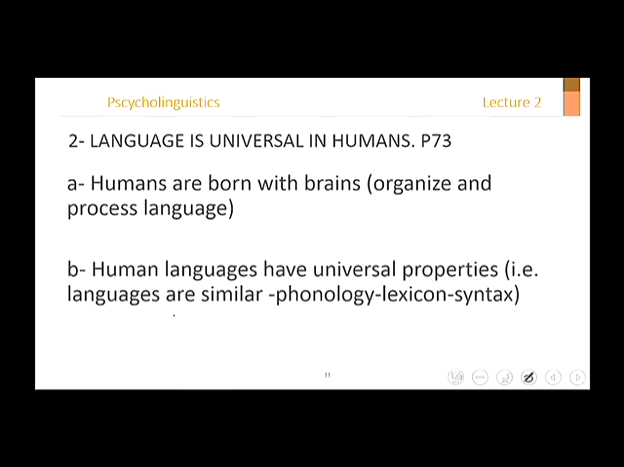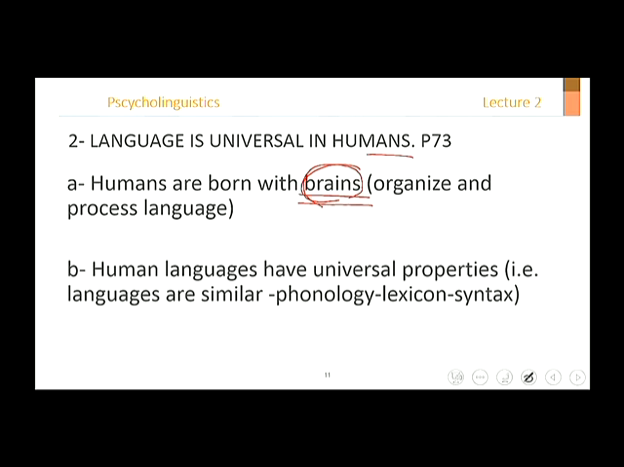All right, also language is universal in humans. What do we mean by that? All humans are born with brains. Okay? Those brains organize and process language. They organize different language functions in the brain, and they process language when producing language or in comprehending language. The processing happens in the brain. And all humans, or I would say normal humans, are born with brains.